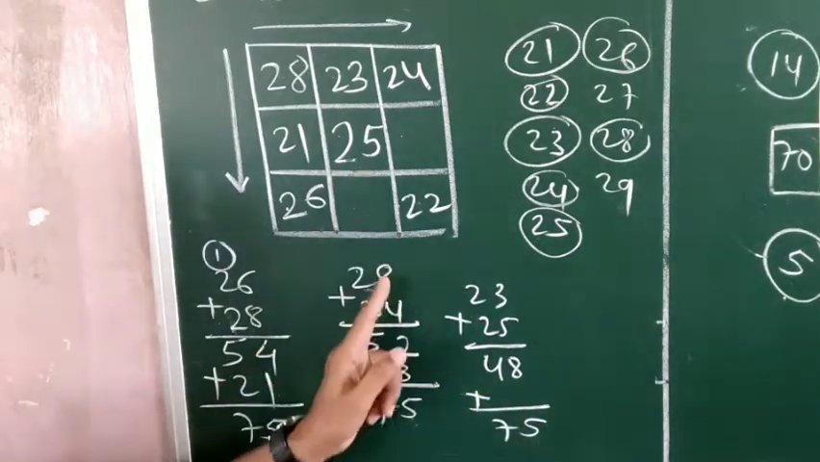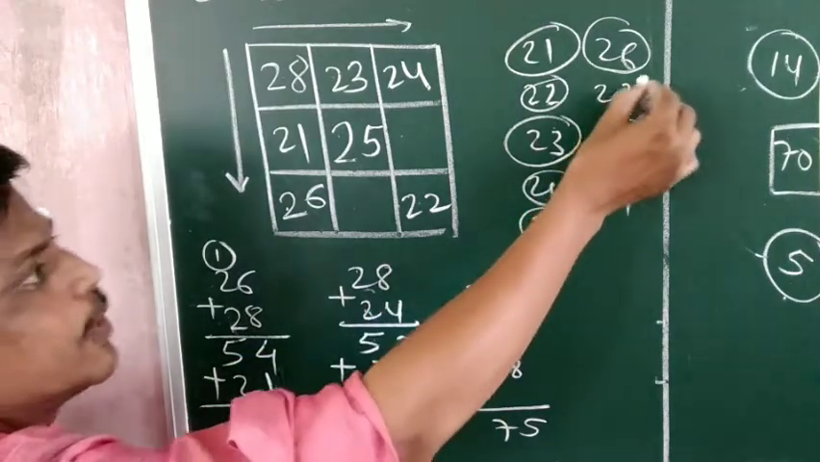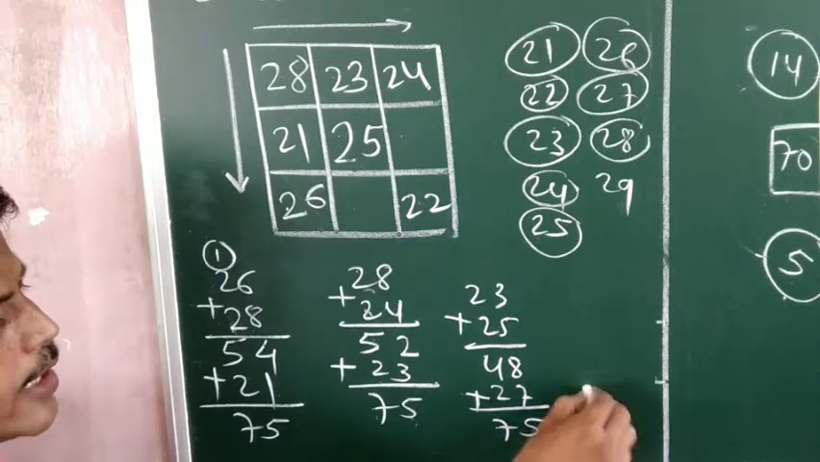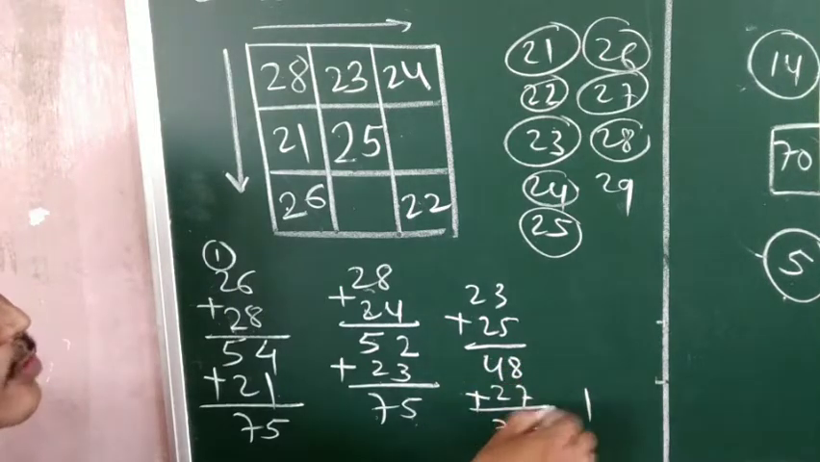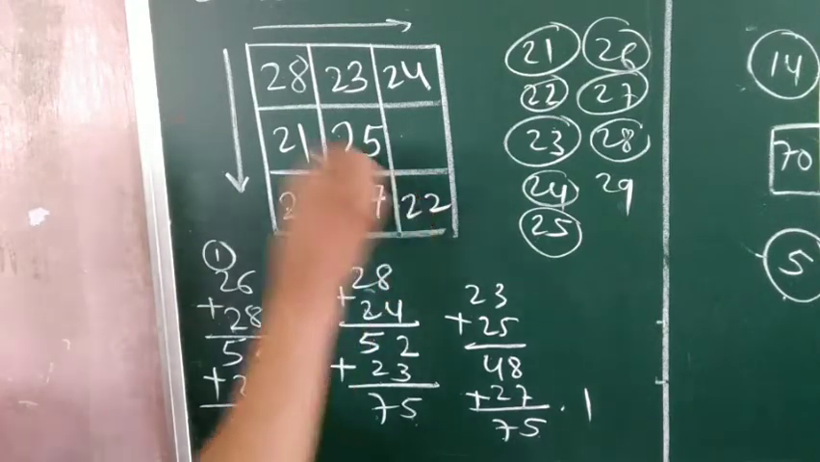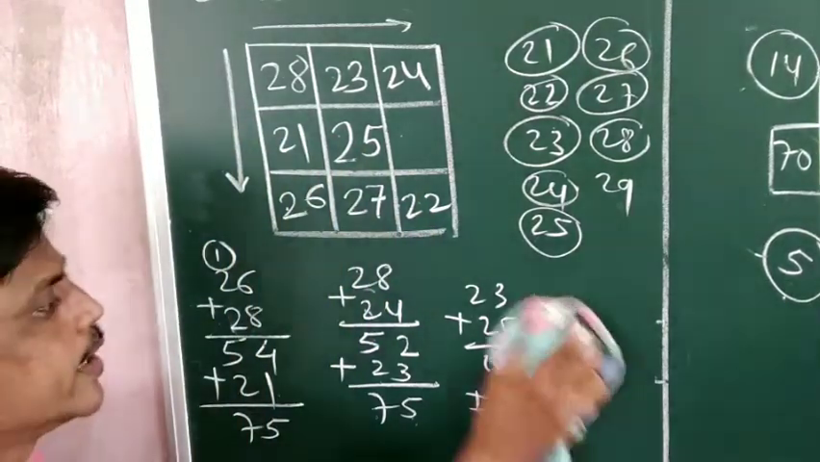Now we want 75 here. It is 48. Now which number you have to take? We will try with this number 27. देखिए 8 plus 7, 15 carry 1, 2, 4 plus 2, 6 plus 1, 7. So it is 75. So we can write here 27.